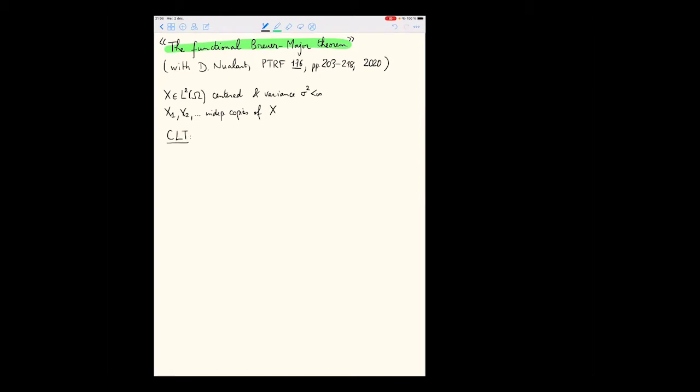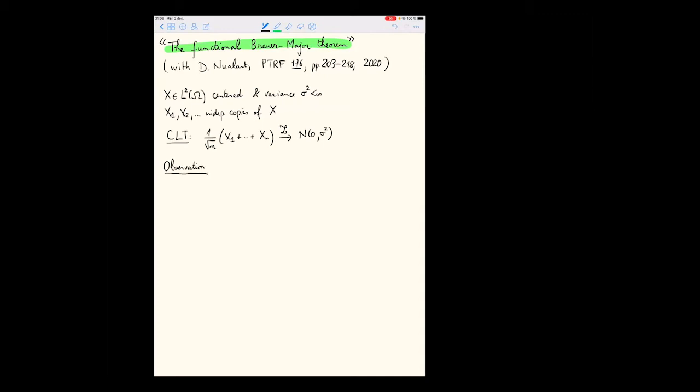Just to fix the notation, if I remember the CLT, we know that 1 over square root of n, X1 plus etc. plus Xn, converges in distribution to the Gaussian random variable with variance sigma square. So this is just the usual CLT.